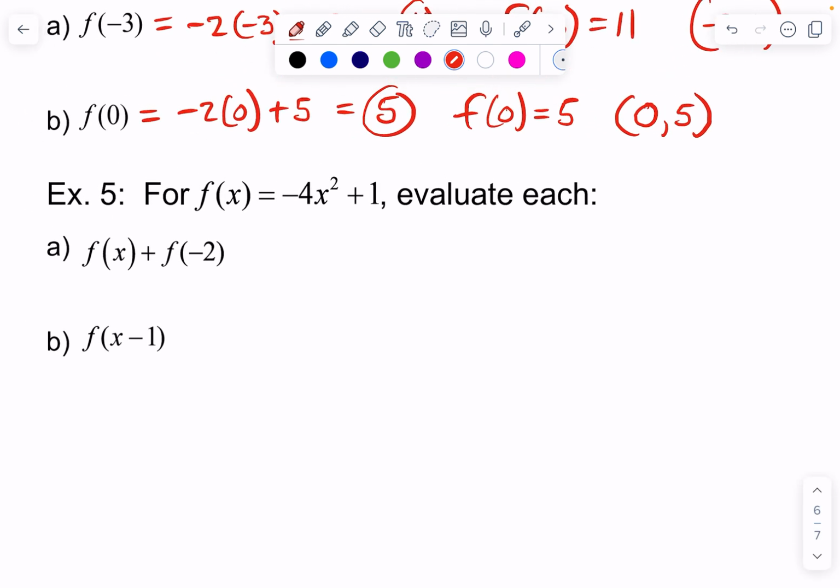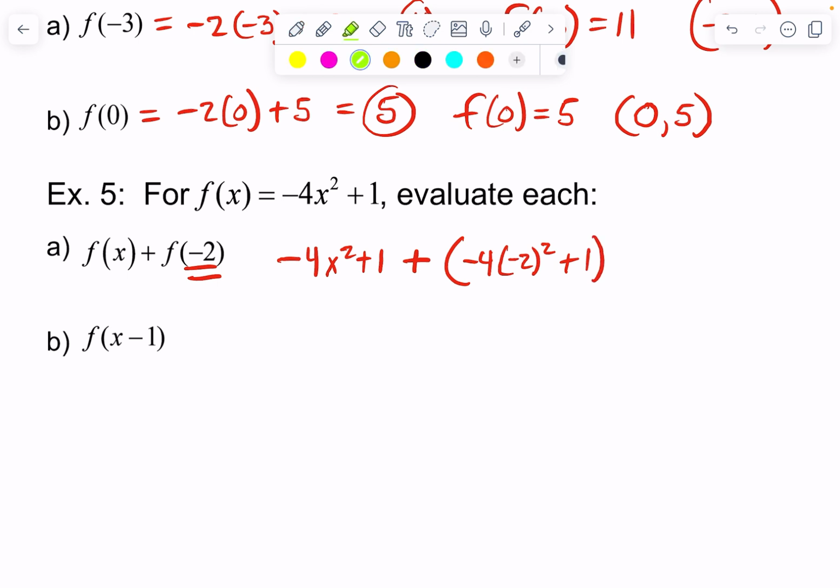For f of x equals negative 4x squared plus 1, evaluate each. So I've got f of x. Well, what is f of x? Well, f of x is simply negative 4x squared plus 1, plus f of negative 2. So that means f of negative 2 is when I'm replacing the x with a negative 2. So I literally do such. So I've got f of x, which is negative 4x squared plus 1, plus f of negative 2, which is negative 4 times negative 2 squared plus 1. And now I'm going to calculate.